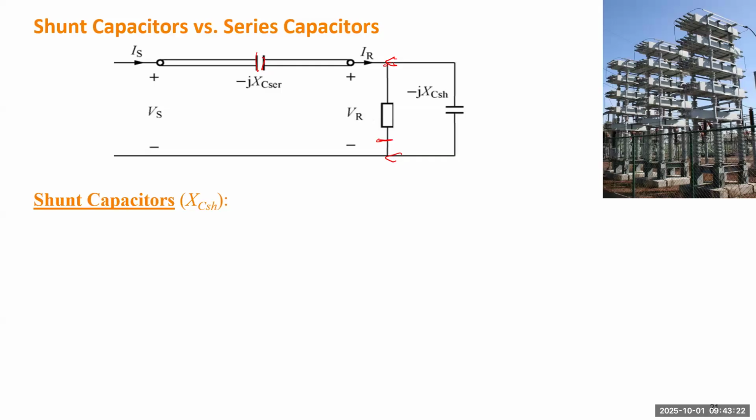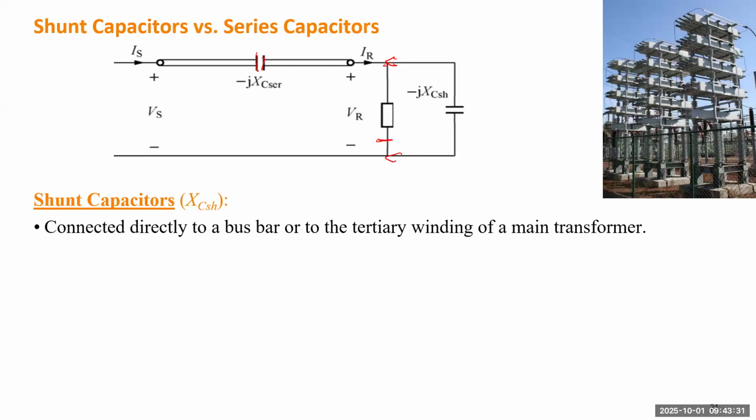For a shunt capacitor, assume the capacitive reactance is X_C,SH. It can be connected directly to a bus bar or the tertiary winding of a transformer, but typically just near the load. The capacitor bank may look like this picture, but the connection can be either a shunt connection or a series connection. To calculate how much reactive power is provided by the shunt capacitor, Q equals 3 times the voltage magnitude squared divided by the capacitive reactance.